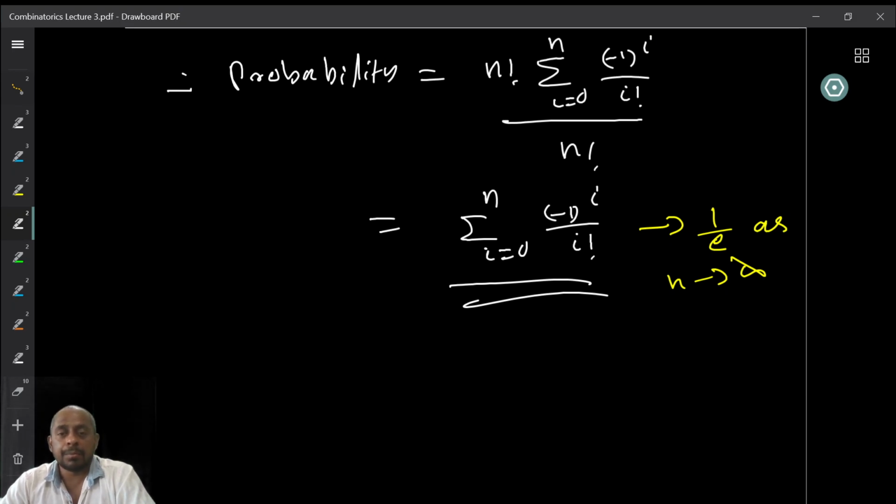And if you remember your calculus, you will see that as n goes to infinity, this summation converges to 1 by e. So the probability, as n increases, increases and decreases, decreases and increases, and so on. But eventually it converges to 1 by e. At any point, the difference from 1 by e is at most 1 by (n plus 1) factorial. That is something you can verify.